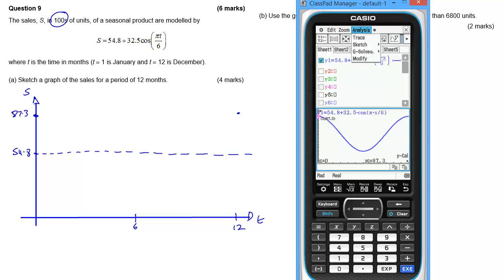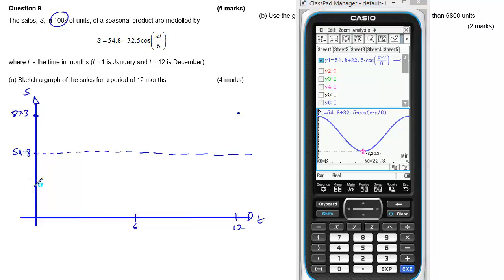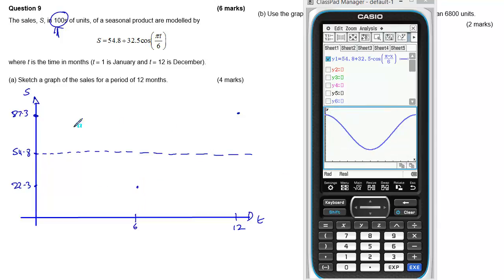And then let's find the minimum. And that's at 22.3, which is 54.8 take away 32.5. So that was 22.3, and that happened just here. So all we need to do now is add the shape. So it's going to be something like this.